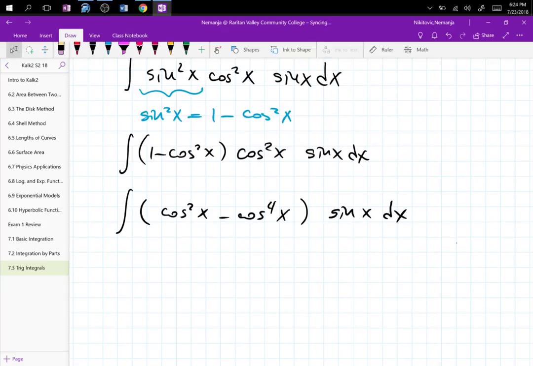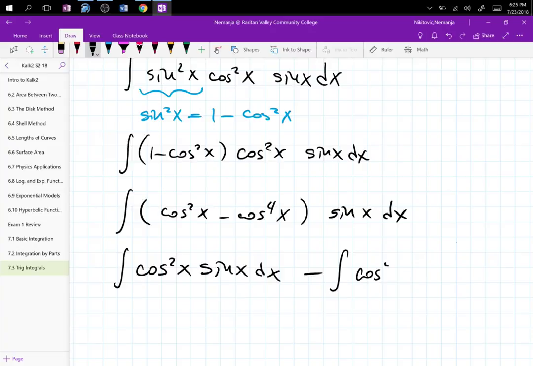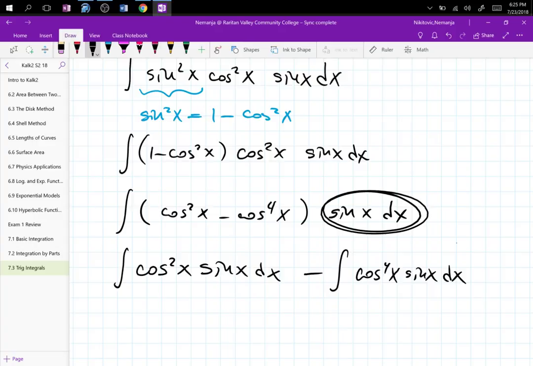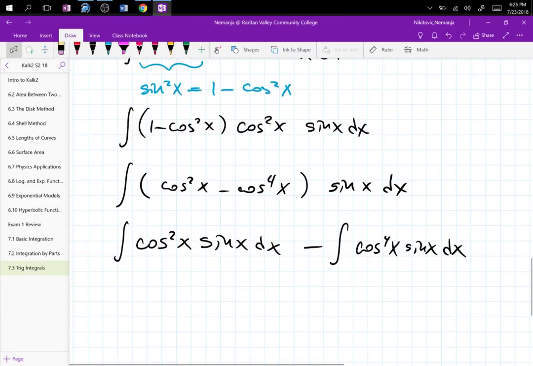And then some people find it easier if they split into two integrals, right? And then you integrate each one separately. So the first integral on the left is going to be cosine squared x sine x dx, minus the other integral, cosine to the 4th x sine x dx. This distributes for every function inside, so it distributes both ways right there. Now we integrate this.